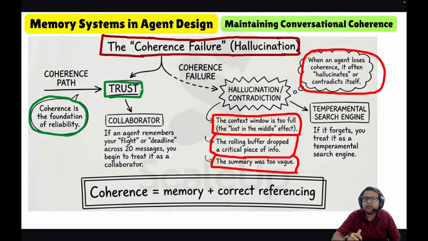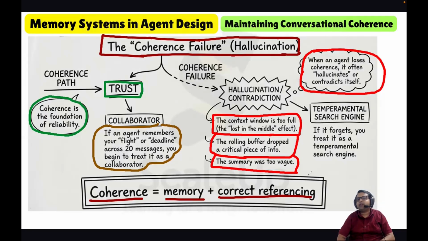Coherence is the foundation of reliability, because if the agentic AI system remembers your flight or deadline across 20 messages, you start treating it like a collaborator. And this is the power of coherence. Coherence is basically memory plus correct referencing. Correct referencing means that during the conversation, the user may use references like "the car" or "the project," and we should be able to correctly tell that the user is talking about this car, or this project. So coherence is memory plus correct referencing.